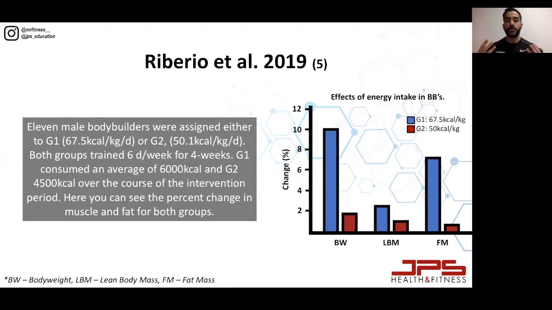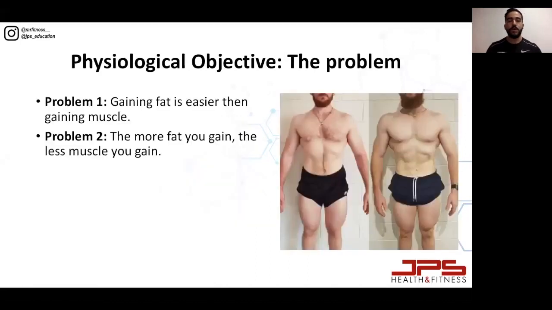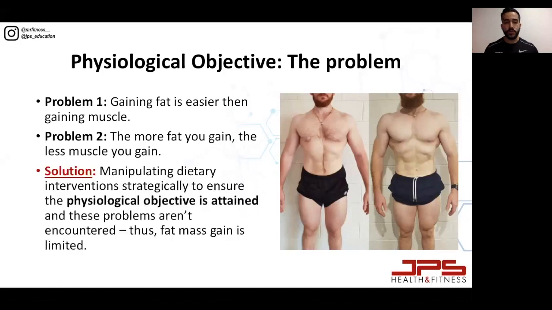What I'm trying to suggest here is that the P ratio is really important, and we need to try and maximize the P ratio when we are looking to build muscle. So remember, the P ratio is the amount of muscle gained per unit of weight gain in this case. Now, the problem, like I've already mentioned, is that gaining fat is easier than gaining muscle. The more fat you gain, the less muscle you gain. So what is the solution then?